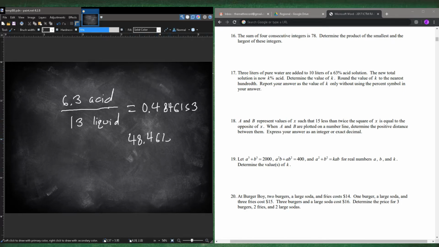So 48.46153. They said round to the nearest hundredth, right? So we only need this much. So we only need the 48.46. And that's your answer for 17.